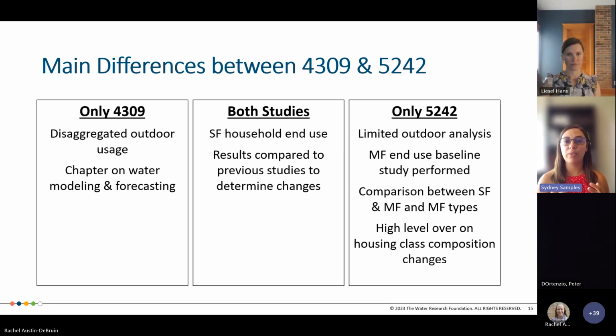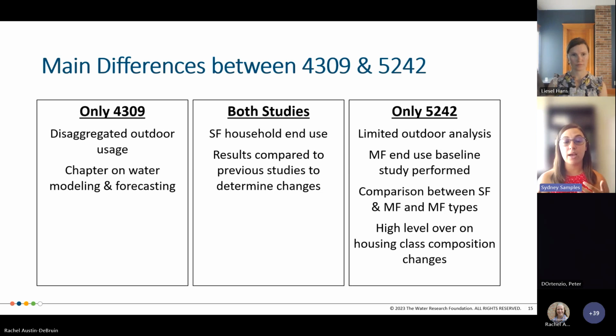So we want to be able to bring more of those resources that were spent on outdoor in the past over to multifamily, and not just have one type of multifamily, but to be able to gather insights on some of the diversity that exists within that type of household.